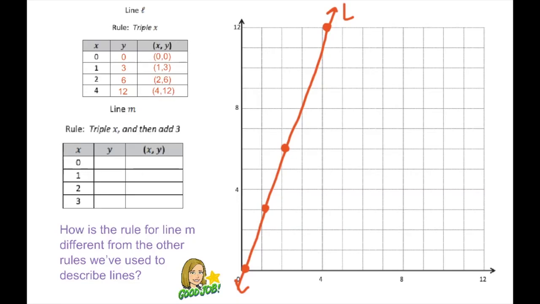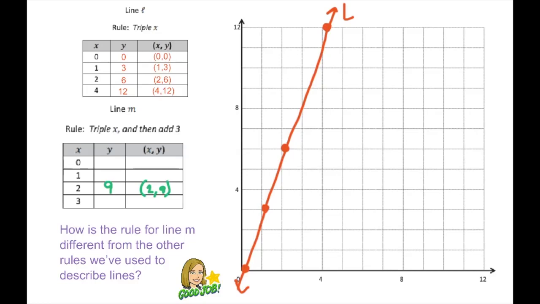So you notice that this rule has 2 operations. Previously, we have only worked with rules with 1 operation. So let's explore what we feel like the coordinate pair would be if our x is 2. So my first part of the rule says I need to triple x. So if I triple 2, what would I get? 6. Very good. The second part of my rule says add 3. So what is 6 plus 3? 9. Very nice. So my first coordinate pair that I found would be 2 and 9.